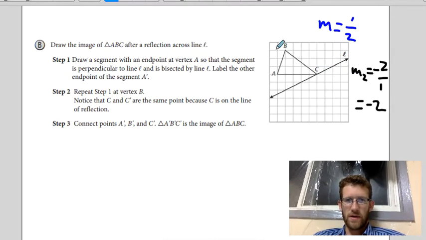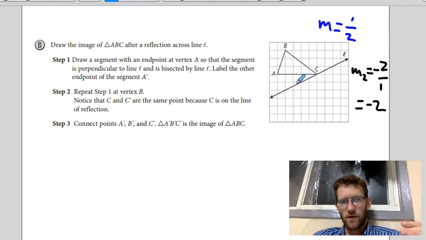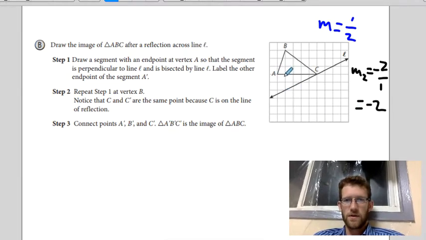So anytime I look at any of these points here, I'm just going to go in a -2 slope direction until I hit this line of reflection, and then go that distance again. A good example is A. We're going to go on -2 slope, so that's down 2 over 1, down 2 over 1, and then we hit it, so we go that distance again, down 2 over 1. That puts us right here.